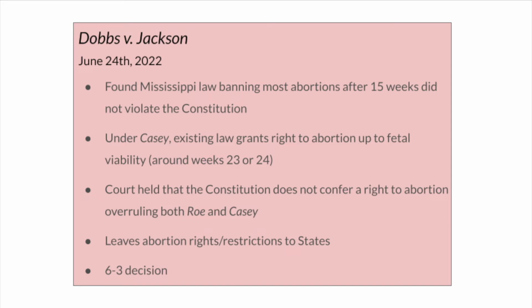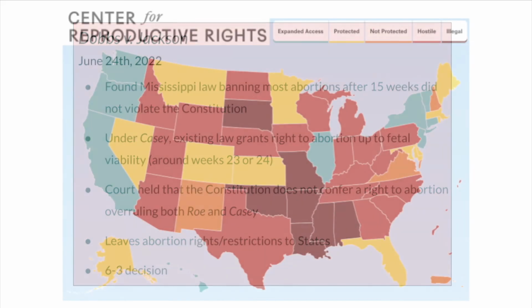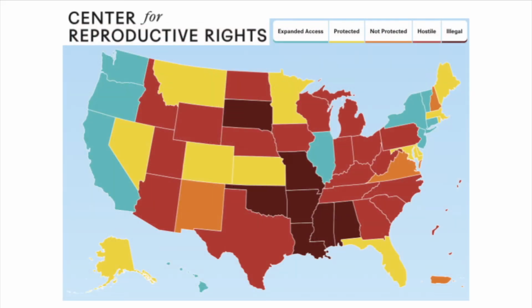Breaking precedent, the Supreme Court ruled 6-3 that Mississippi's law does not violate the Constitution, overturning both Roe v. Wade and Planned Parenthood v. Casey. The court held that the U.S. Constitution does not confer a right to abortion and instead leaves abortion rights or restrictions to be defined at the state level. With this decision, abortion regulations are now determined by each state.